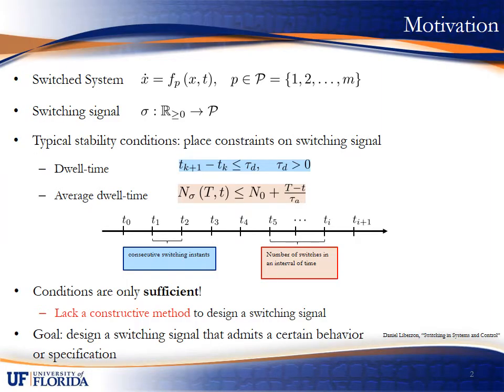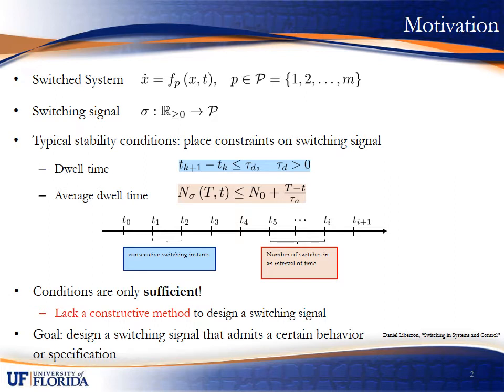In today's presentation, I'll be talking about control of switch systems. Switch systems can be represented as a family of differential equations where the dynamics are parameterized by this index P, and P denotes some operating mode the system is in. And often we can control what operating mode the system is in through the switching signal sigma. In typical switch system analysis, we can develop stability conditions that place constraints on the switch signal. If we satisfy these constraints, we can ensure stability of our switch system.